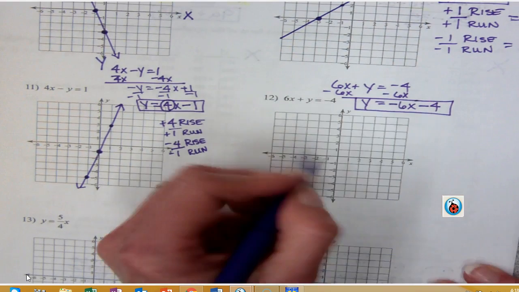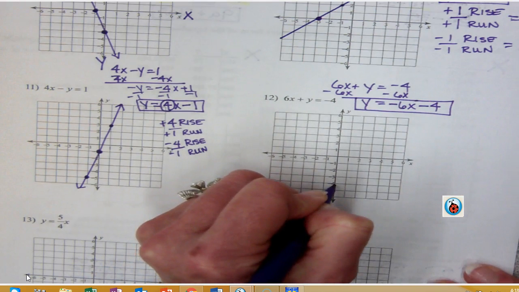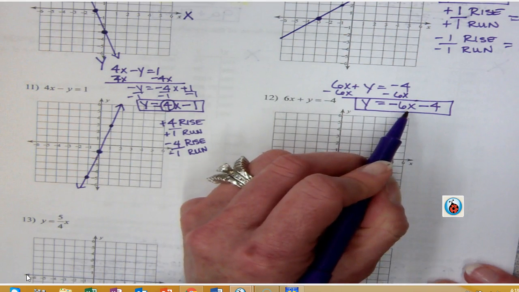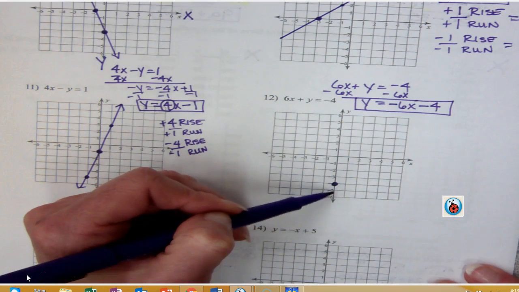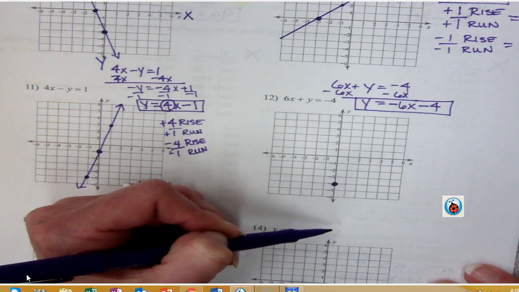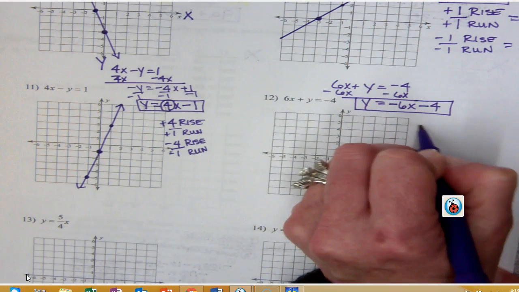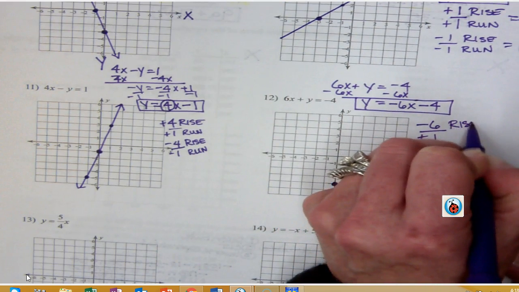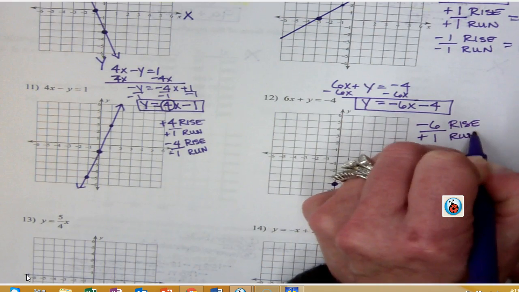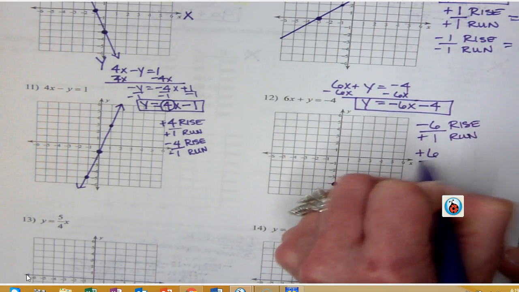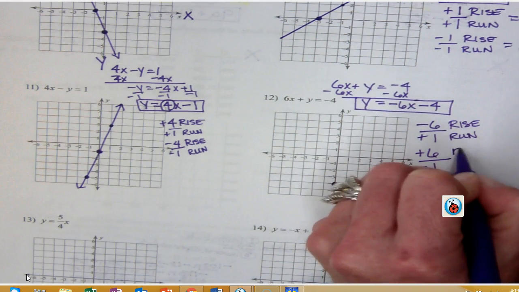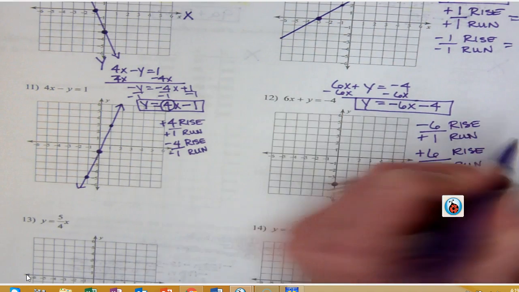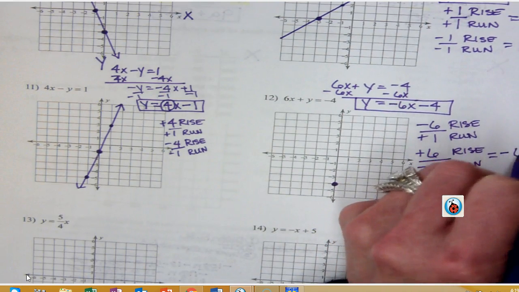So now I go up to negative 4. 1, 2, 3, 4. That's my y-intercept. Negative 6. Again, that's what I'm saying. I can't go down 6 because I'm off my graph. So a negative 6 over a positive 1, if this is my rise and this is my run, is going to be the same as a positive 6 over a negative 1 if this is my rise and this is my run, because in both cases I'm going to end up with negative 6.